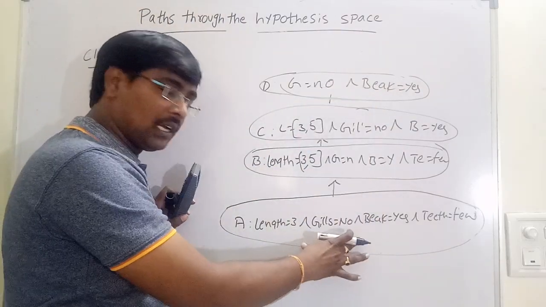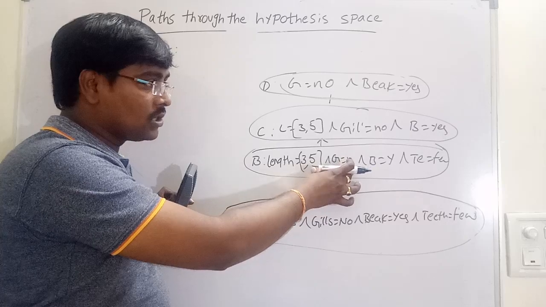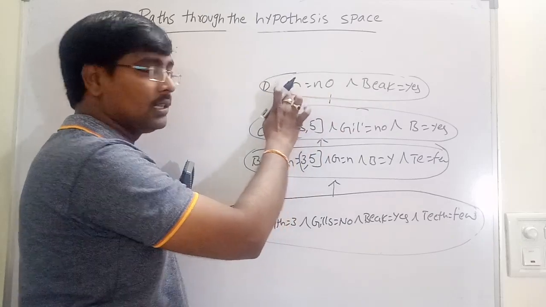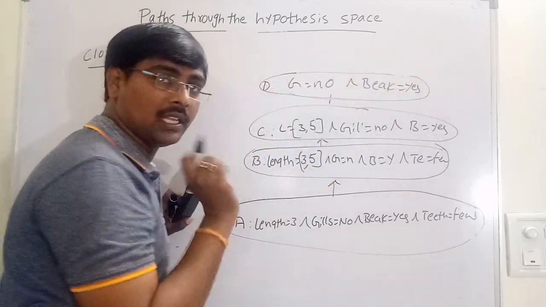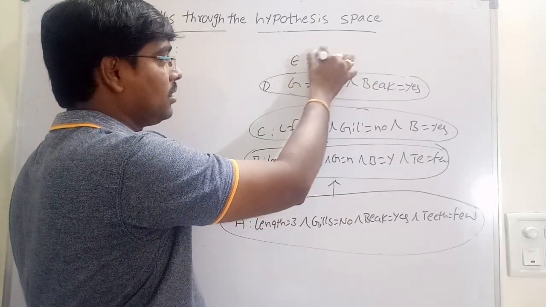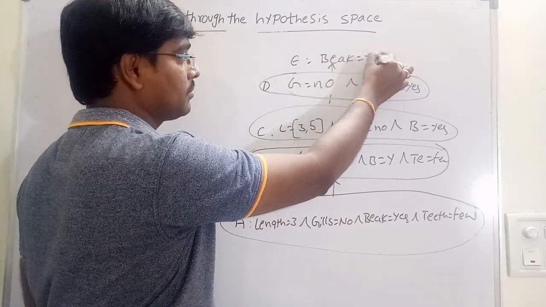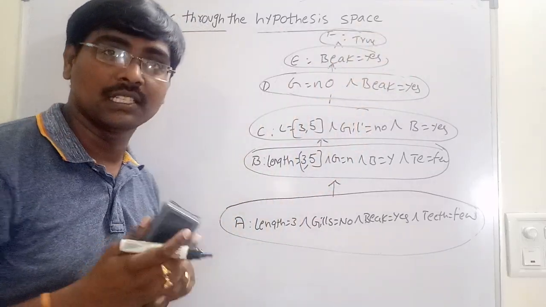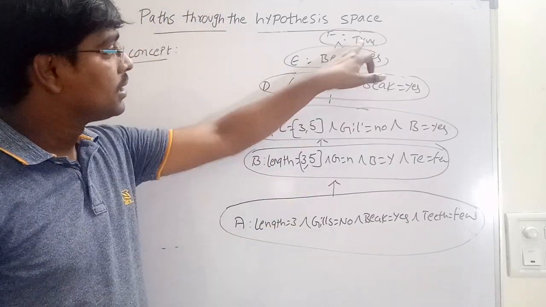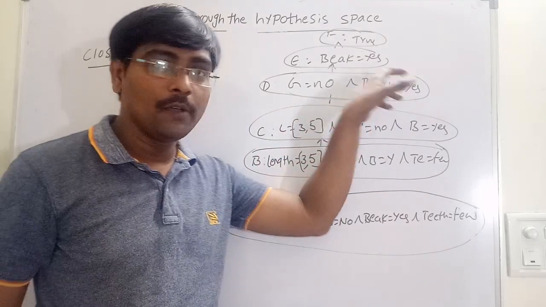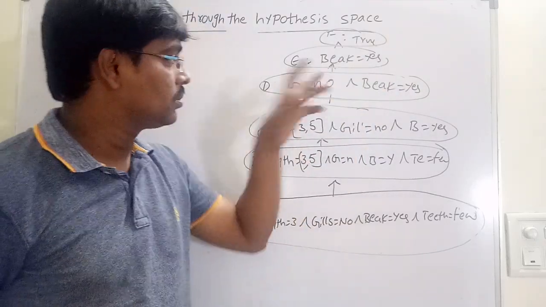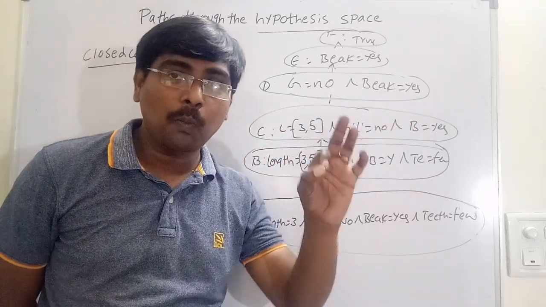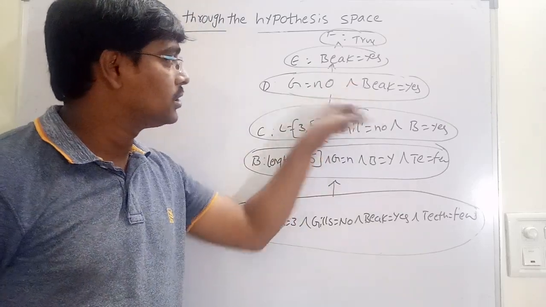So for example, it covers only one positive. Suppose it covers two positives, or some three positives. So to cover the remaining positives, I am writing that there is no restriction on length, no restriction on teeth, and E is equal to back is equal to yes. Suppose F is equal to true. Consider this example. If you refer to the example in the textbook, gills is equal to no, back is equal to yes covers all 5 positive examples.